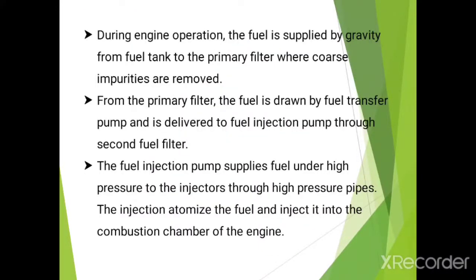Now during engine operation, the fuel is supplied by gravity from the fuel tank to the primary filter. We already discussed this filter, where the coarse impurities are removed. Then from the primary filter, the fuel is drawn by the fuel transfer pump and delivered to the fuel injection pump through the second fuel filter. Then the fuel injection pump supplies the fuel under high pressure through the high pressure pipes, and the injector atomizes the fuel and injects it into the combustion chamber of the engine.